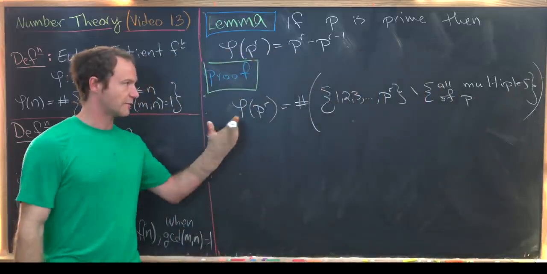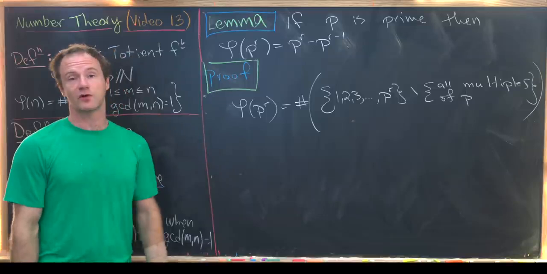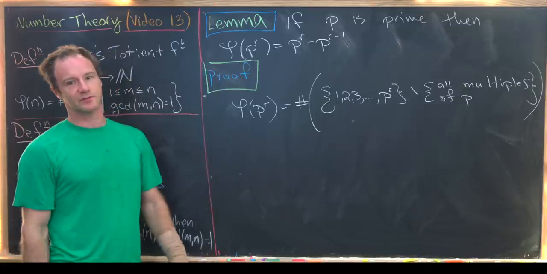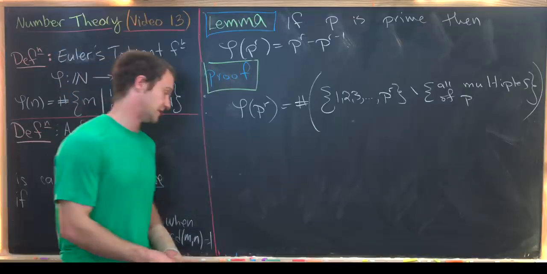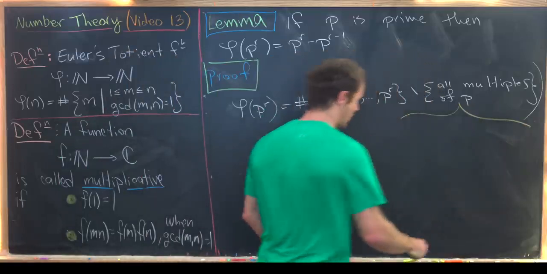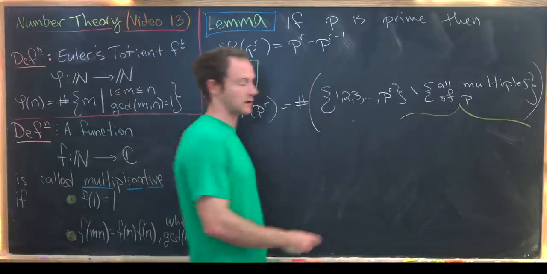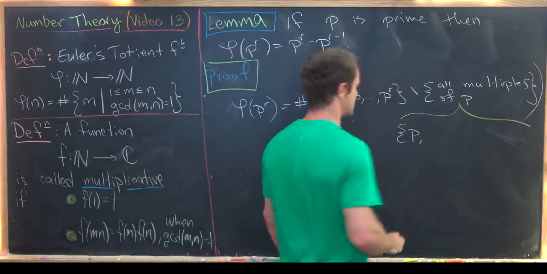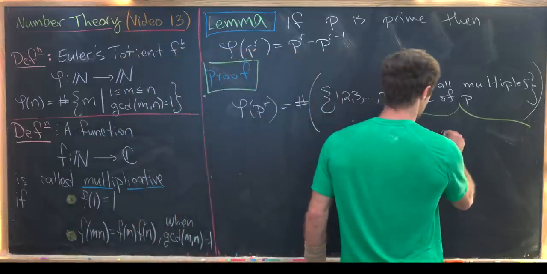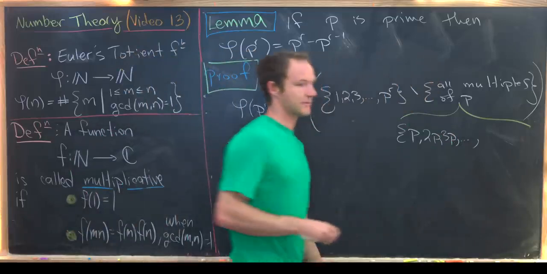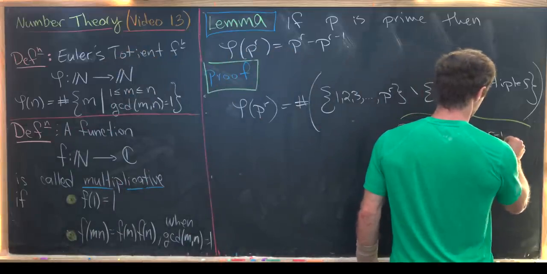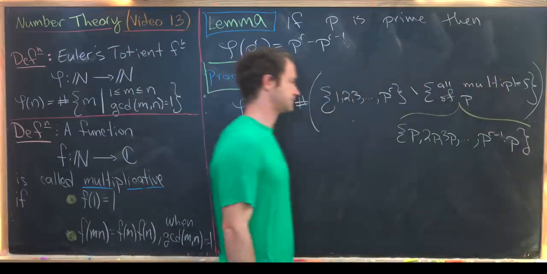Well, recall that we want to count up all of the numbers that are relatively prime to p to the r, but the only numbers that are not relatively prime to p to the r are multiples of p. So that's how that settles out. Now let's count up all multiples of p. That shouldn't be too hard. Notice we've got 1 times p. That's most definitely a multiple of p. We've got 2 times p, 3 times p, all the way up to the last multiple of p, which will be p to the r minus 1 times p.